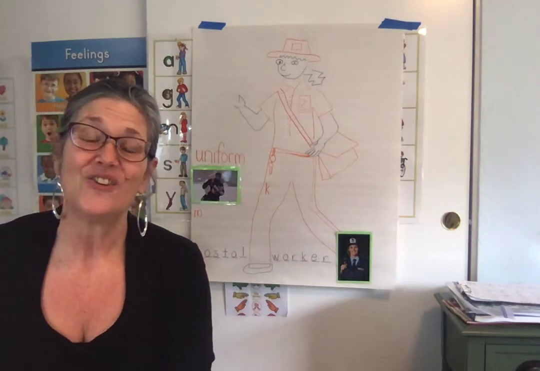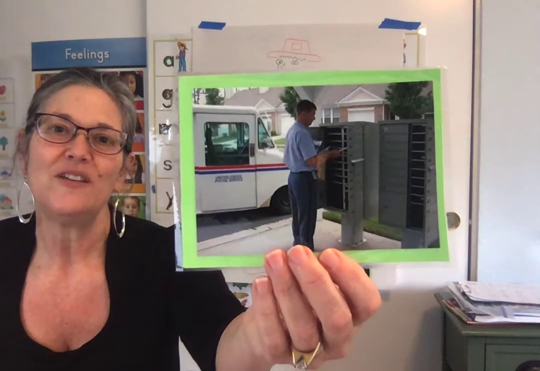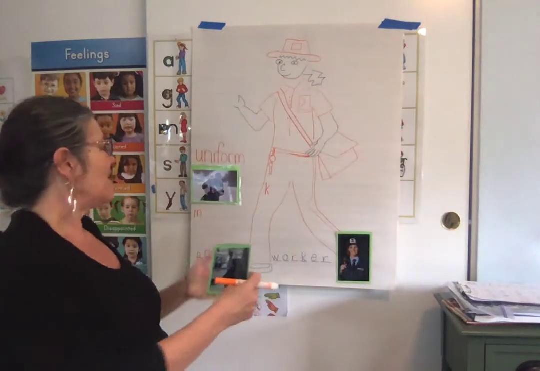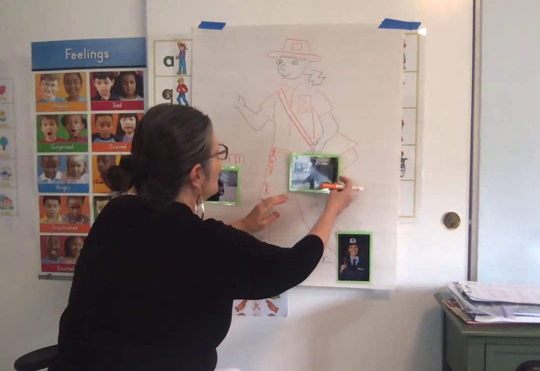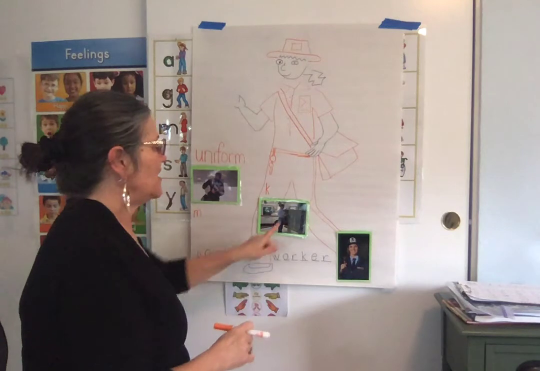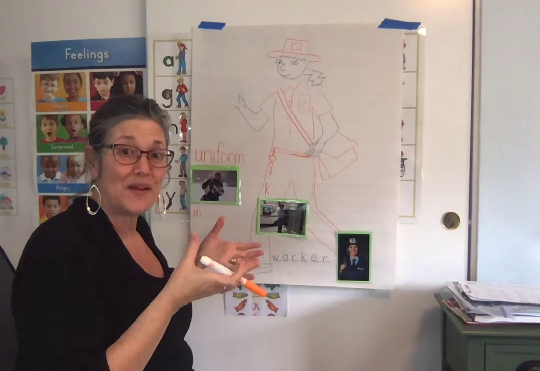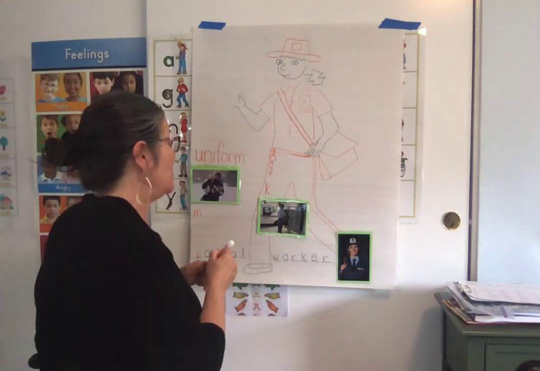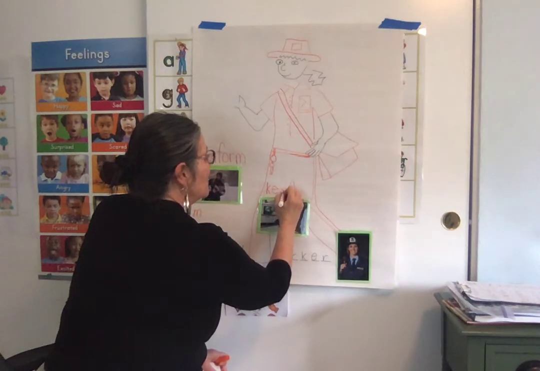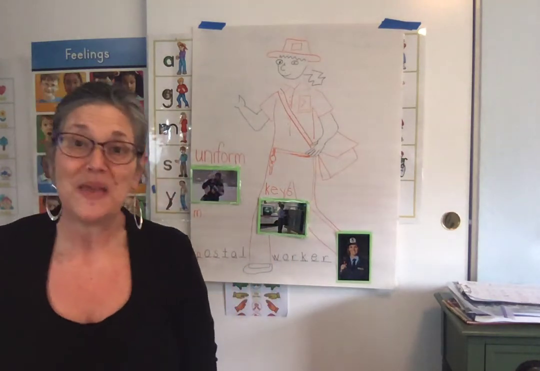The other thing that you're going to notice about a postal worker is when you see them out in the neighborhood, you might notice that they have some keys to mailboxes. Right? They're going to have keys. Let's go down here. Okay. So they're going to be carrying keys so that they can open up the back of the mailboxes when there's a lot of mailboxes and put in the mail so that people can get their mail. K-E-Y-S.